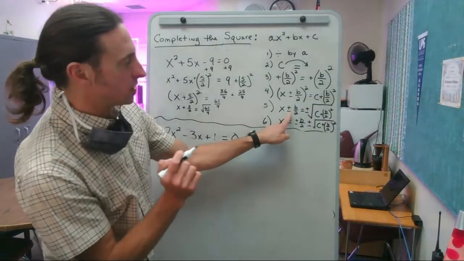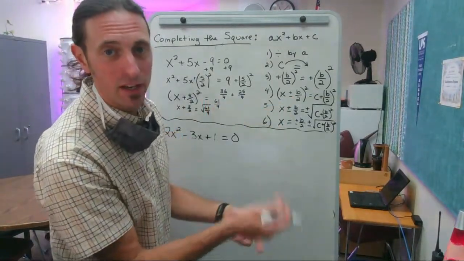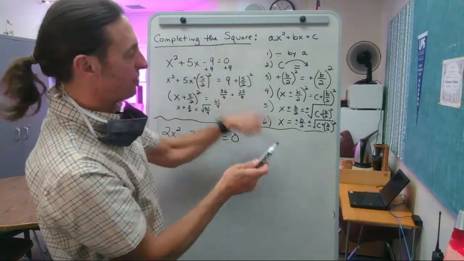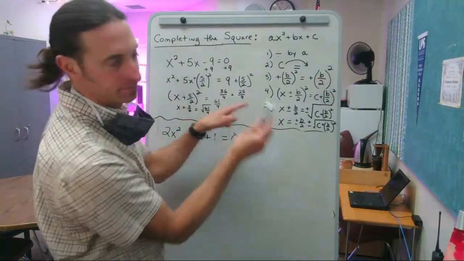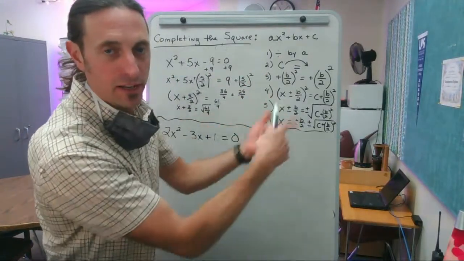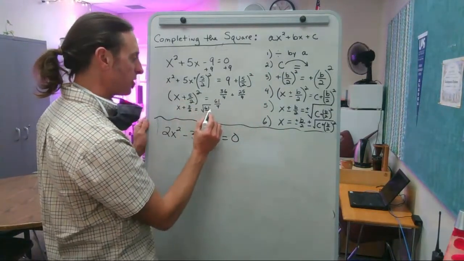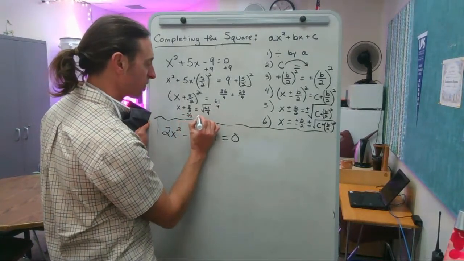Now, you'll notice here in my little sidebar, I say plus or minus. You could actually end up with a negative. If b was negative here, you'd end up with negative 5 over 2, so you'd be adding 5 halves on both sides. In this case, I've got 61 over 4. Now I'm going to subtract 5 halves from both sides.